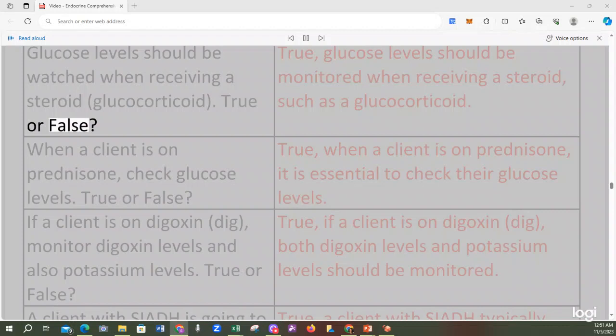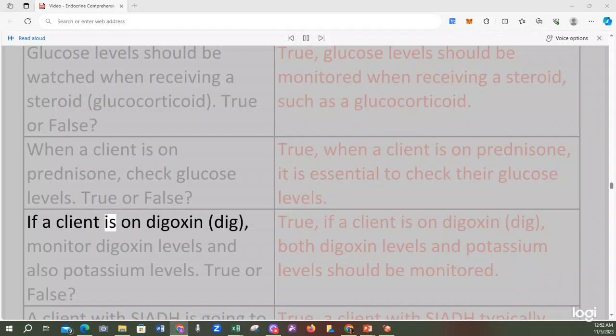Glucose levels should be watched when receiving a steroid, glucocorticoid. True or false? True, glucose levels should be monitored when receiving a steroid, such as a glucocorticoid. When a client is on prednisone, check glucose levels. True or false? True, when a client is on prednisone, it is essential to check their glucose levels.